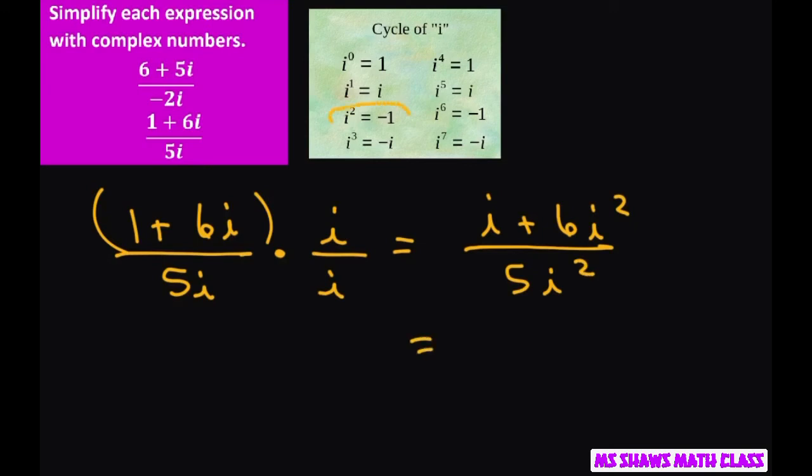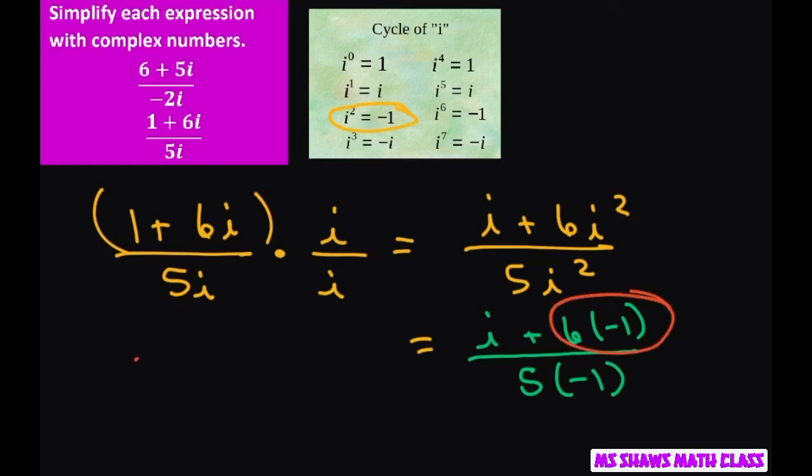Substitute your i squared with negative 1. So you get i plus 6 times negative 1, and in the denominator, 5 times negative 1, so this is going to be negative 5. Now I'm going to put that first: negative 6 plus i. That's usually how you write complex numbers, a plus bi. Usually put the real part first, then the imaginary part. Then we have minus 5.